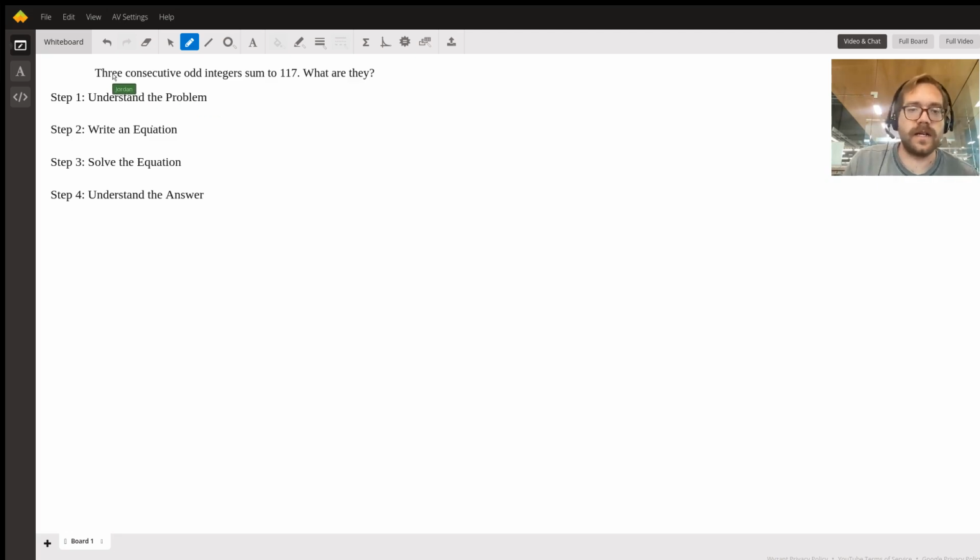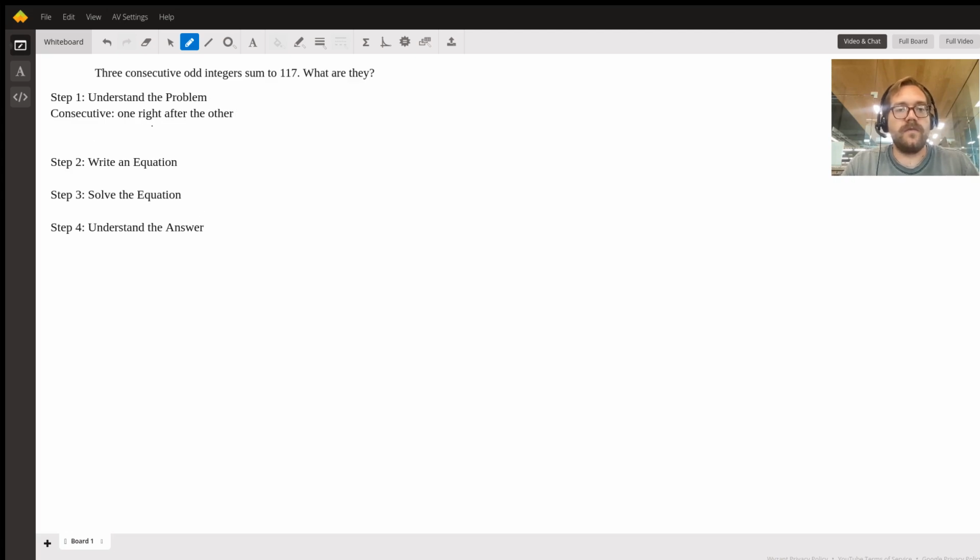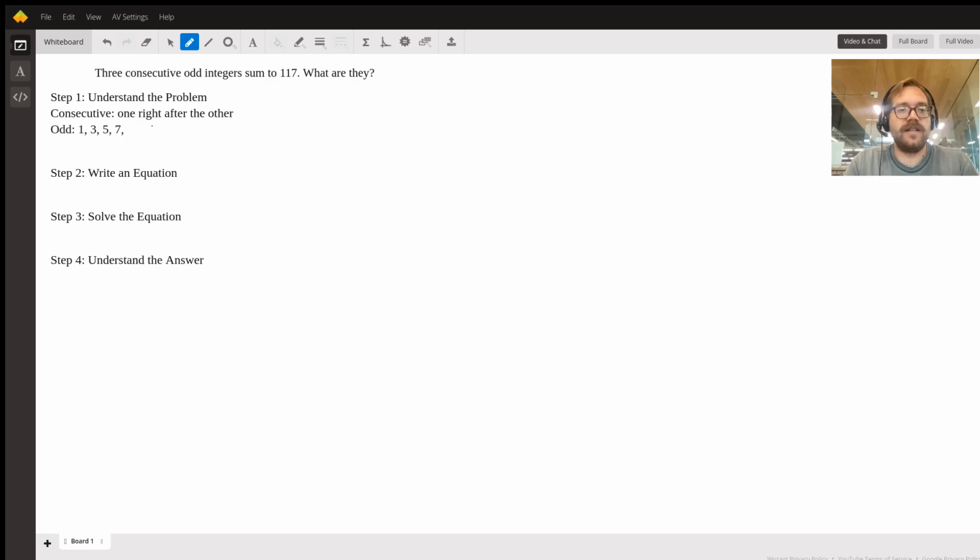So the problem is, and I summarized it here: there are three consecutive odd integers that sum to 117. What are they? So we've got consecutive, meaning one right after the other. And then we've got odd. I don't know how to describe that super easily, it's just like 1, 3, 5, 7, and so on. Those are our odd numbers as opposed to our even numbers.